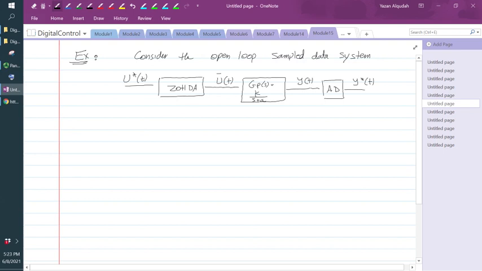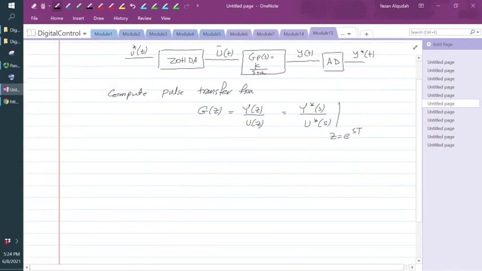And what we want to calculate is the pulse transfer function. The pulse transfer function is G of z, which is y of z divided by u of z. And this is going to equal y star of s divided by u star of s, this is a small letter u star, by the way, where z is equal to e to sT. And from the previous development, we know this is going to equal 1 minus z to negative 1 multiplied by z of Gp of s divided by s.